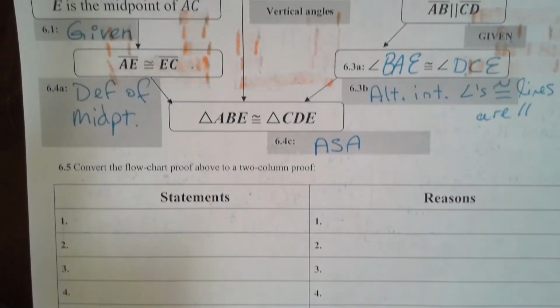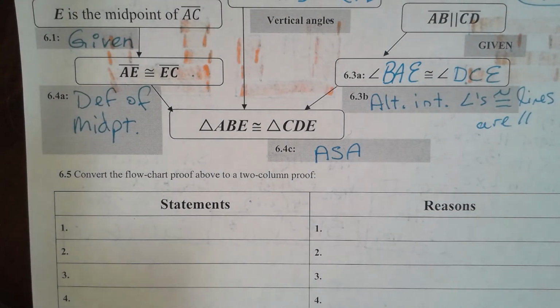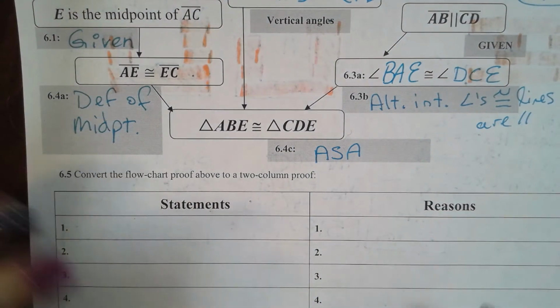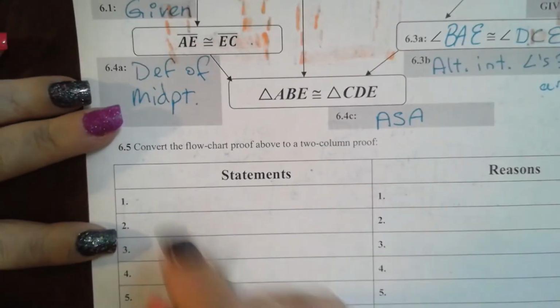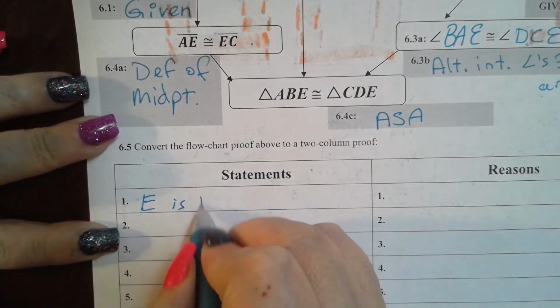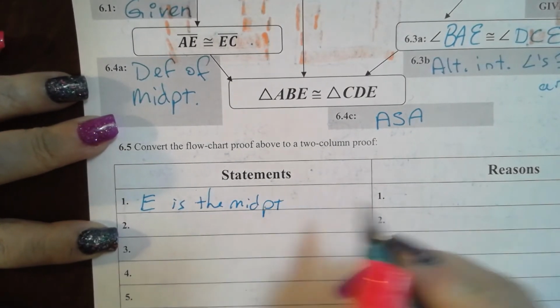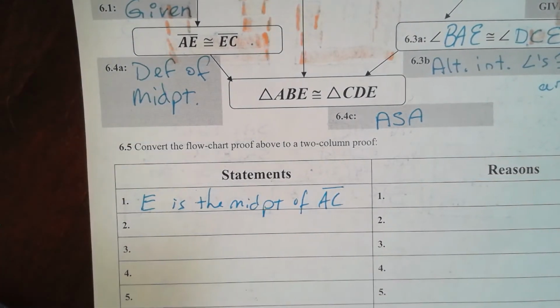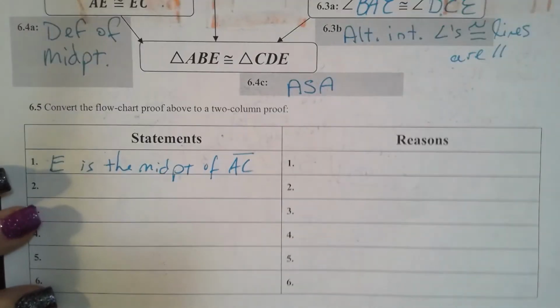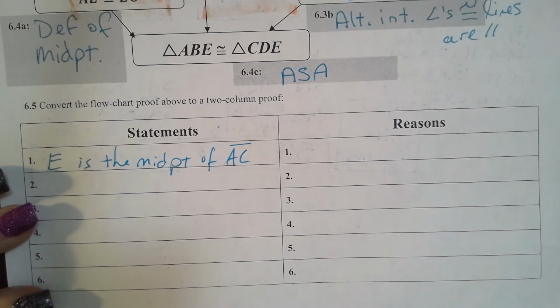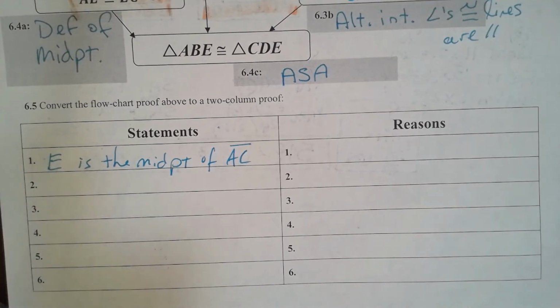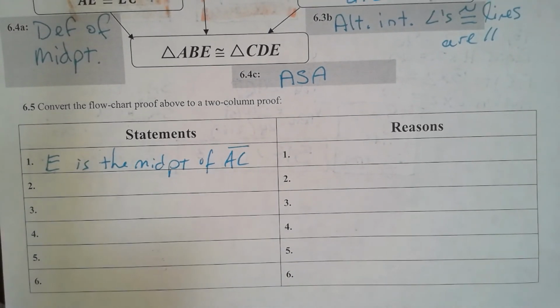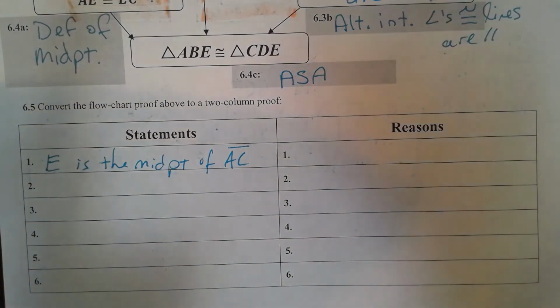Now the only thing I have left to do is to fill in my 2-column proof with everything that's in the flow chart. So I began here. That's where I'm going to start over here. E is the midpoint of AC. And I think what I'm going to do, because my handwriting isn't so good, is put the actual proof up on the screen for you from my computer so you can follow that yourself.